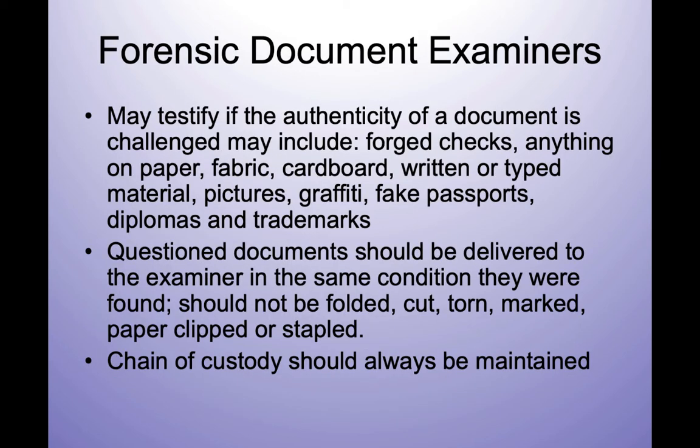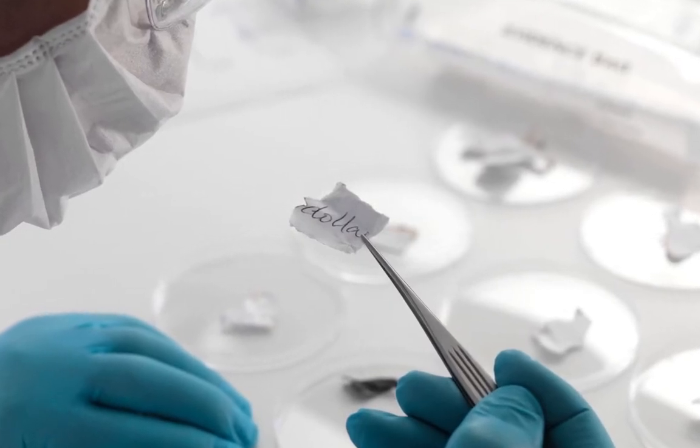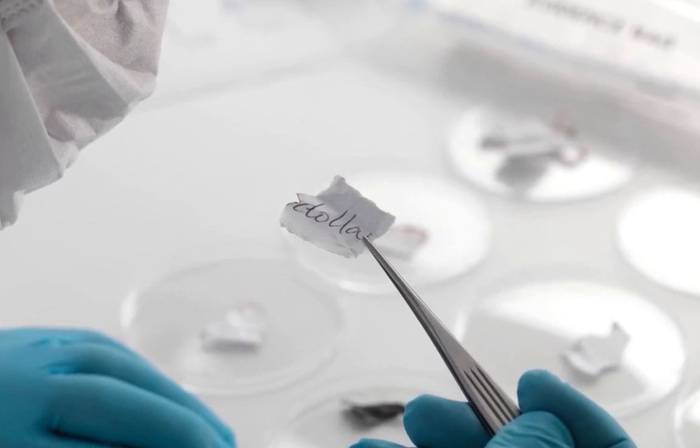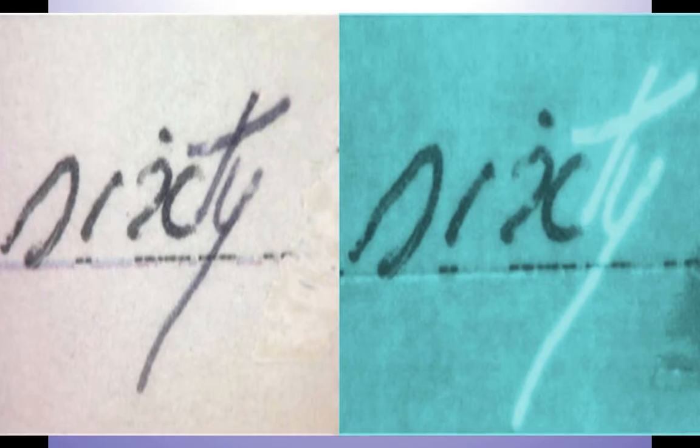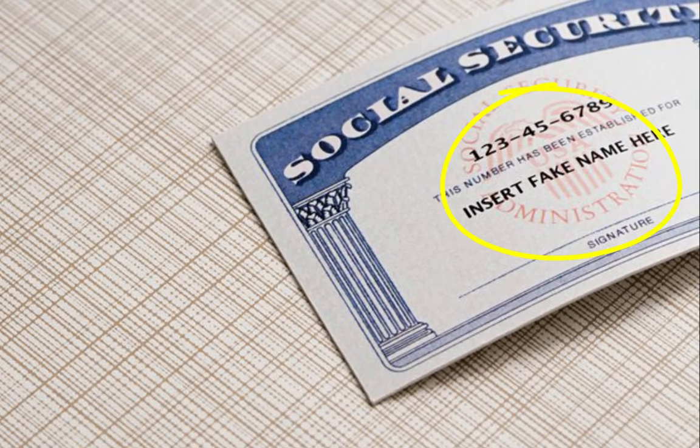Forensic document examiners, these people used to be called handwriting experts, but they do so much more than that. So this is a better title. They can testify to the authenticity of a document or whether it's been altered or changed. These folks understand forged checks, forged money, anything that's physical on cardboard, fabric, and whether or not it's an authentic item or whether it's some kind of a reproduction or altered document.